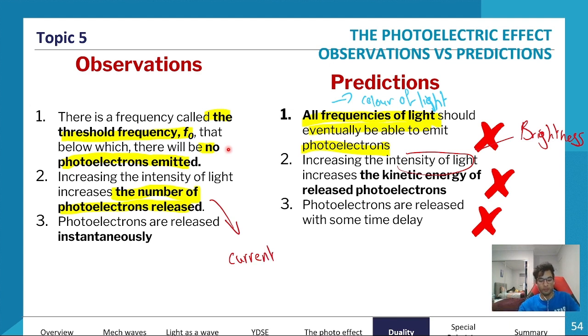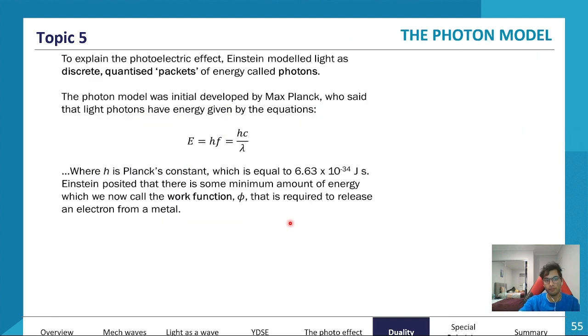And the last thing that was assumed was that there would be some time delay between turning on the light and actually seeing the photoelectrons. But in actuality, the photoelectrons were released instantly. These predictions were based off the wave model of light. According to the wave model, all frequencies of light should have been able to emit photoelectrons. But they didn't. I'll have to go through these a bit quickly just because of time.